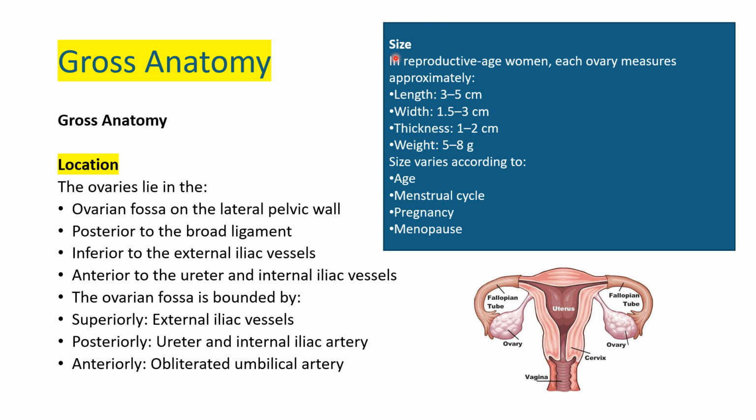So the size of the ovary in a reproductive age woman: each ovary measures approximately 3 to 5 centimeters in length, 1.5 to 3 centimeters in width, and 1 to 2 centimeters in thickness. The weight of an ovary is between 5 to 8 grams. Size varies according to age, the menstrual cycle, pregnancy, and menopause.